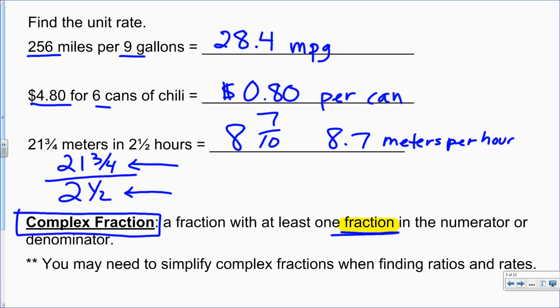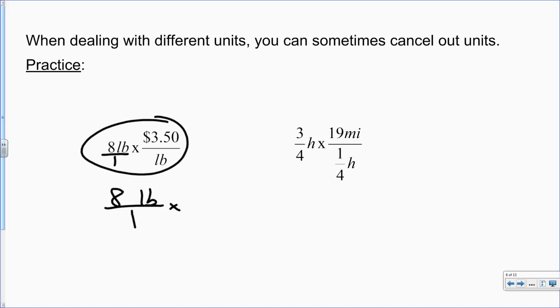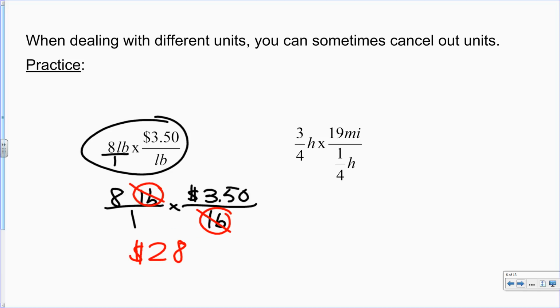So division is key for finding a unit rate. So next thing we want to look at is the units. Sometimes we can cancel out units. If I wanted to rewrite this as two fractions, I would put the first one over 1. So it's really 8 pounds over 1 times $3.50 over a pound. Now when you have fractions next to each other, things can cancel, and I have a pound on each of them, so those cancel. And then I can multiply straight across, and I have 8 times $3.50, which becomes $28 when you multiply that out. And I keep the dollar sign because that's the only unit that was left.